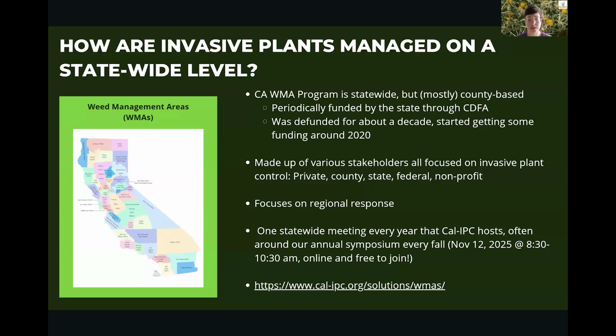And Cal-IPC hosts the annual WMA meeting, which happens generally around our annual symposium time. And they are free to join. So if you are interested in sitting in on one of these meetings and joining, the next one is happening November 12th, 2025 from 8:30 a.m. to 10:30 a.m. Online and free to join. And on the resource page, there is a link to this calipc.org WMA URL, and that is where you will find more information about joining.